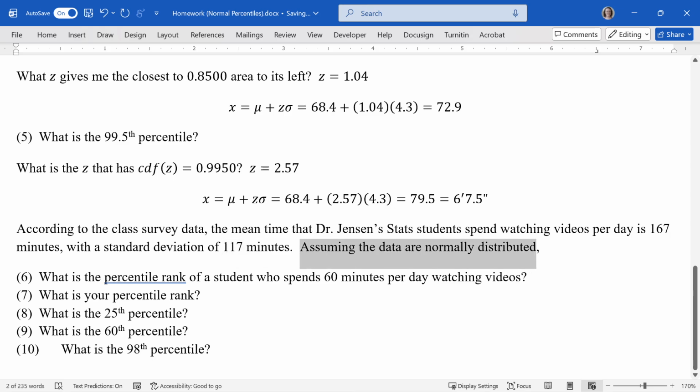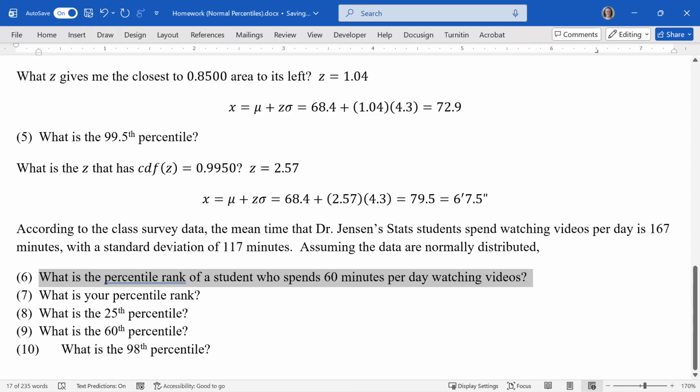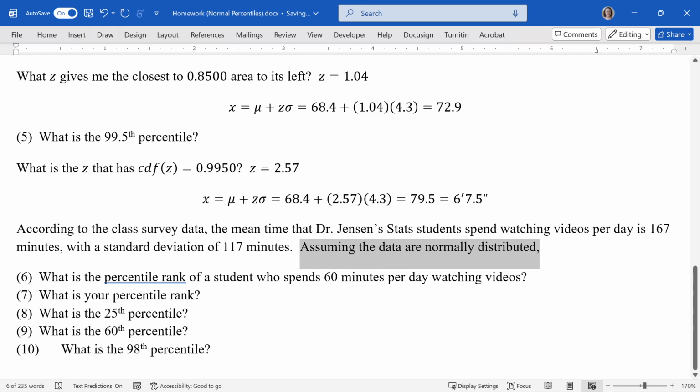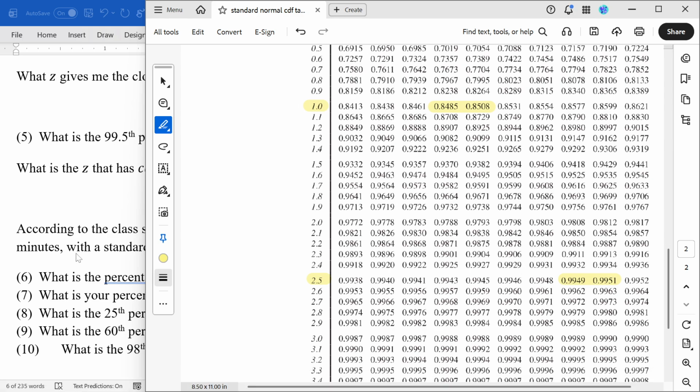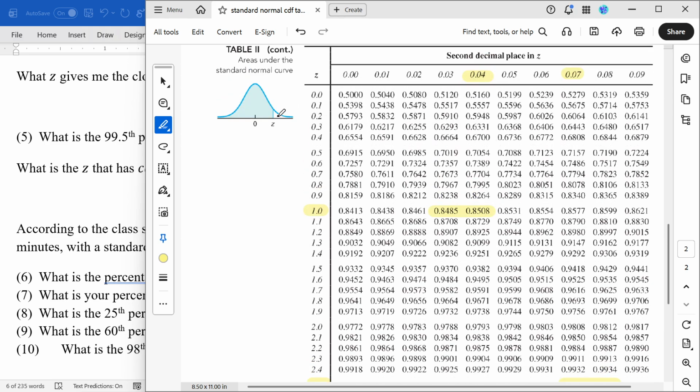Assuming the data are normally distributed, what is the percentile rank of a student who spends 60 minutes per day watching videos? So it's really important that we actually have this phrase here, assuming the data are normally distributed. That's what allows us to use this table here to answer the question. If we didn't have that information, this question would not be possible to answer because we wouldn't know what type of shape the histogram would look like, and we wouldn't know how to find the areas under that curve.